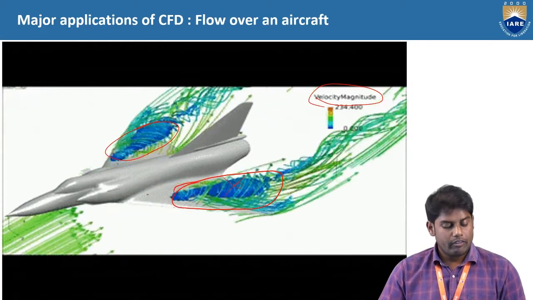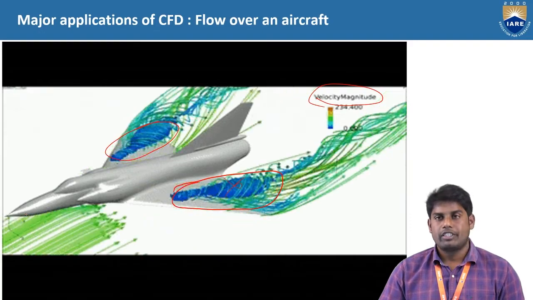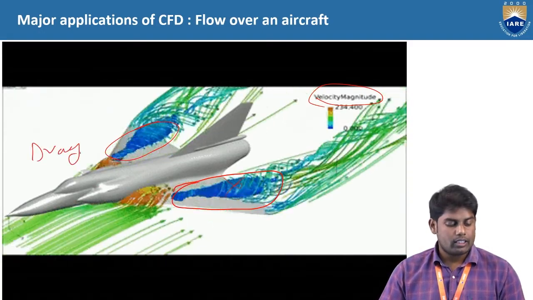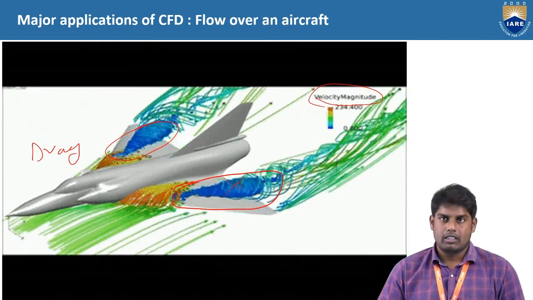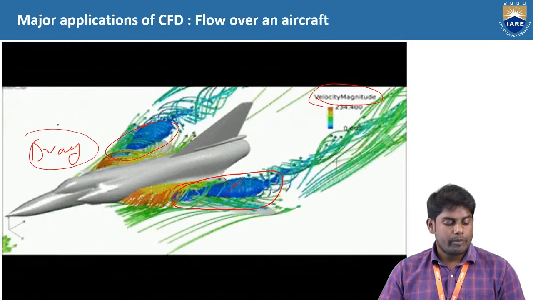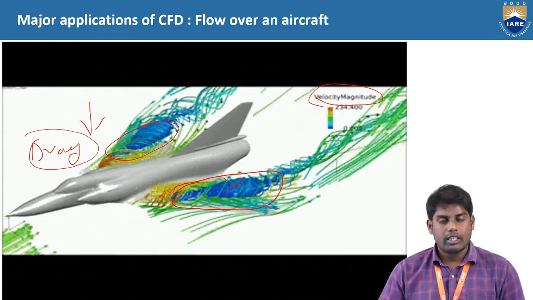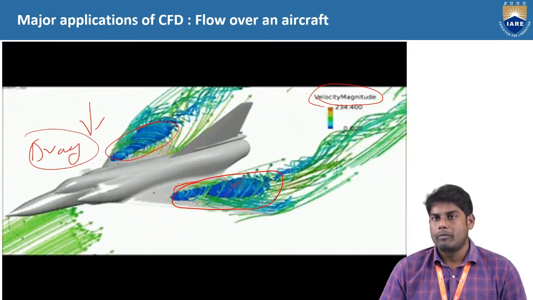Okay, and we need to improve the performance of this aircraft. Let's say, what happens if an aircraft is moving with a certain velocity in the air? The drag, the resistive force offered by the fluid medium, will increase actually. So in order to minimize this drag, you need to design your aircraft configuration in an optimal way.